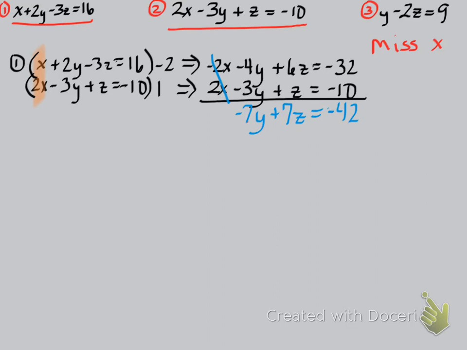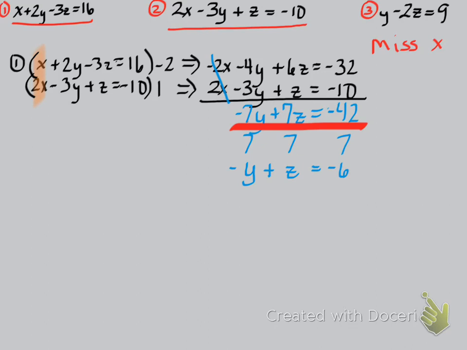I notice at this step that all of these terms are divisible by 7. So I am going to go through and divide every single term by 7. The reason for that is it gives me smaller numbers, and when I have smaller numbers to work with, I make fewer mistakes. So -7 divided by 7 is -1, which I'm writing as -y. +7 divided by 7 is +1, so +1z is z. And -42 divided by 7 is -6.